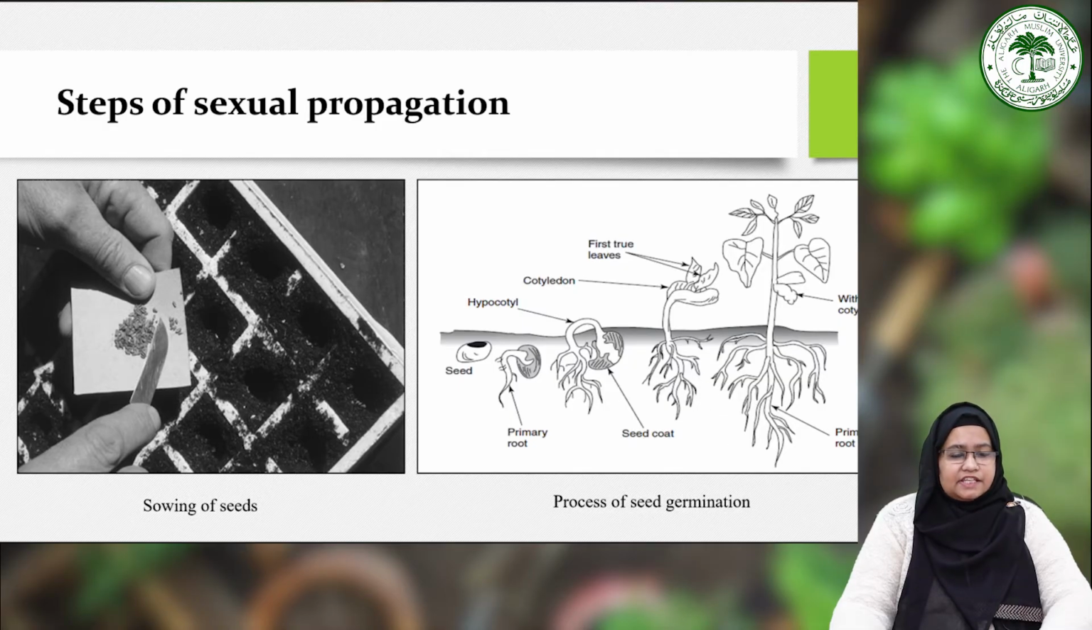In this, we can see the steps of sexual propagation, which involves first the sowing of seeds. As we can see here in this image, seeds are sown in these particular boxes with holes. After sowing of seeds, the next step is seed germination, which has many different stages. First there is a formation of the primary root, then cotyledonary leaves form, and then a new plant is formed. You can see the developed seedling has a primary root and cotyledons, and this is the new seedling plant.